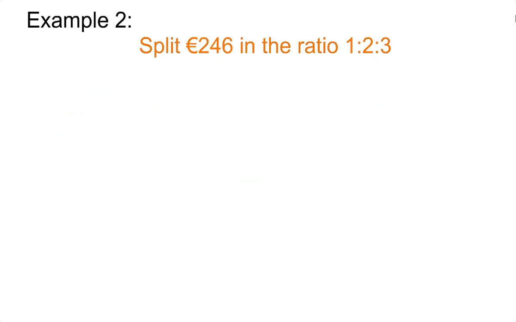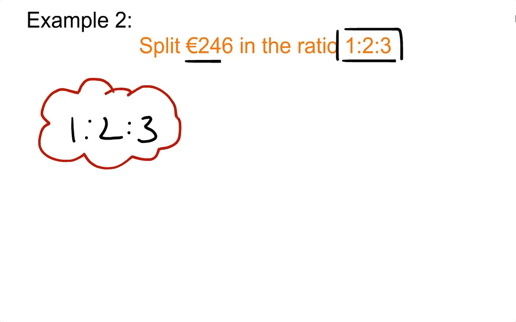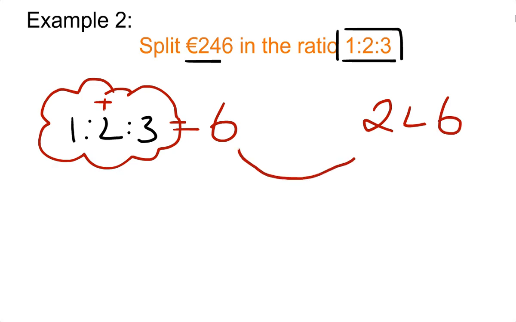This time I've tried to make it a little bit trickier by giving you bigger numbers, but let's not be put off. First of all, let's start with the ratio 1, 2, 3. If I think about this as a cloud, when you add them all up together, the answer is 6. Now what I need to know is what number do I have to multiply 6 by to get 246. Well, the answer may look strange, but 6 goes into 246 exactly 41 times.